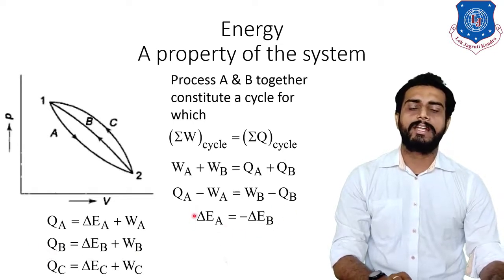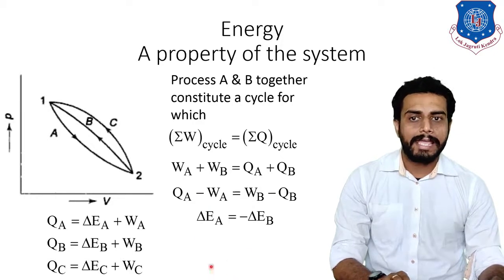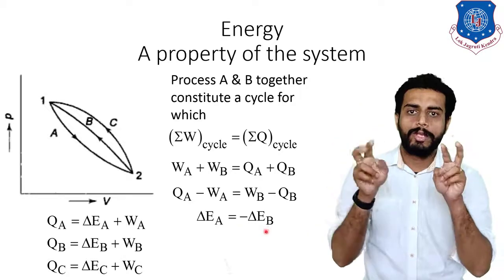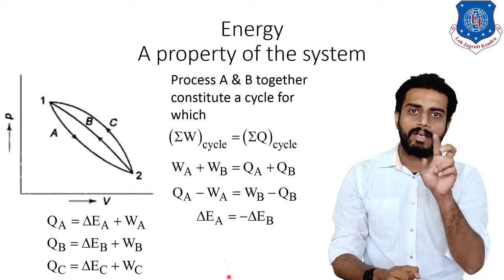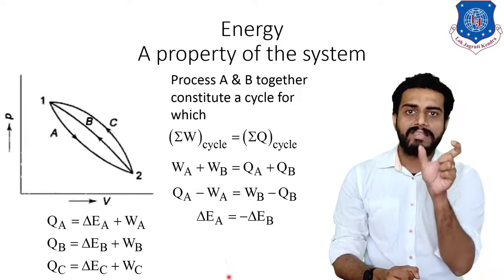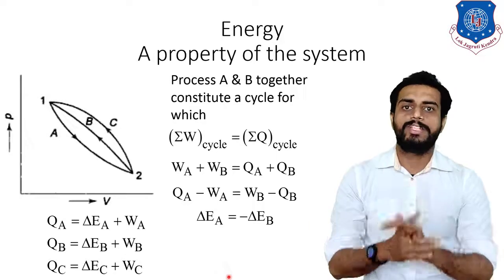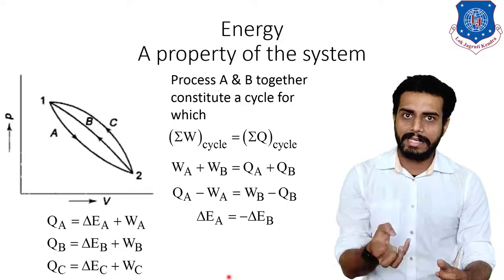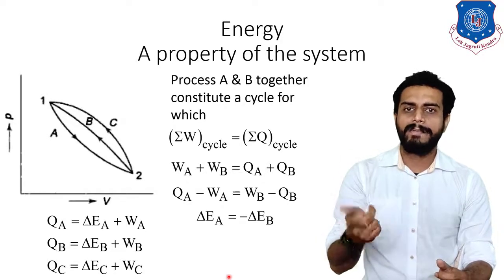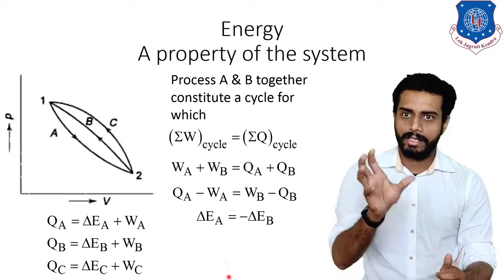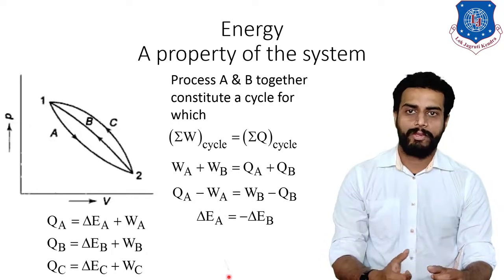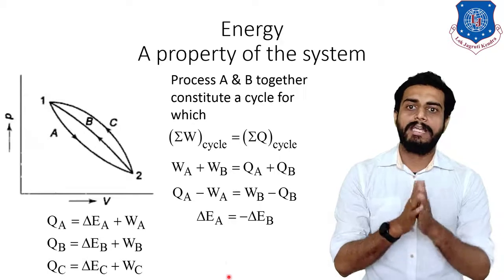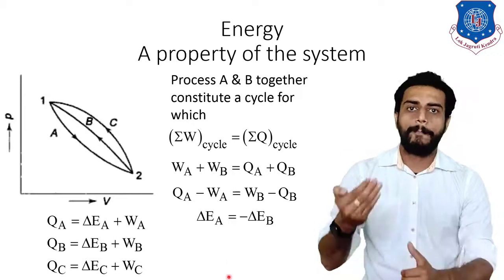So what is the meaning of this equation? The meaning of this equation is that if you follow path A and if you follow path B, then during both paths, the change in energy will be the same but opposite to each other. That means if by following path A you are gaining energy, then by following path B, you will lose energy. So delta EA and delta EB are the same but having opposite sign.